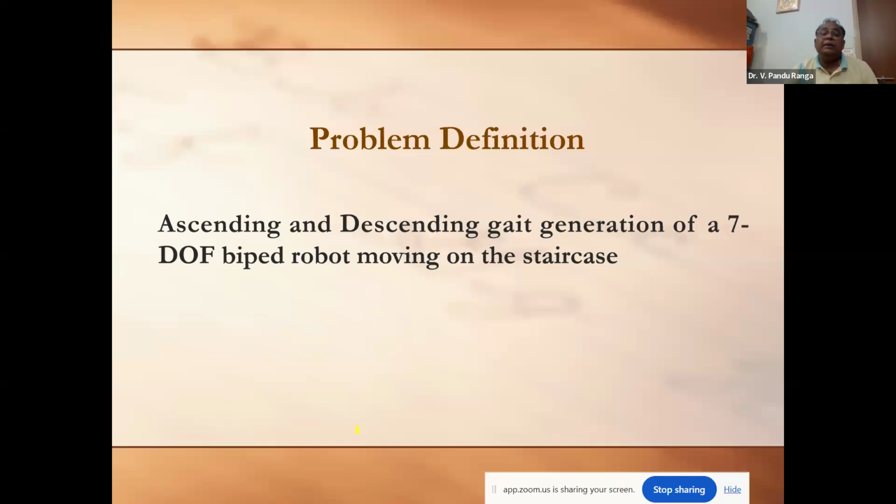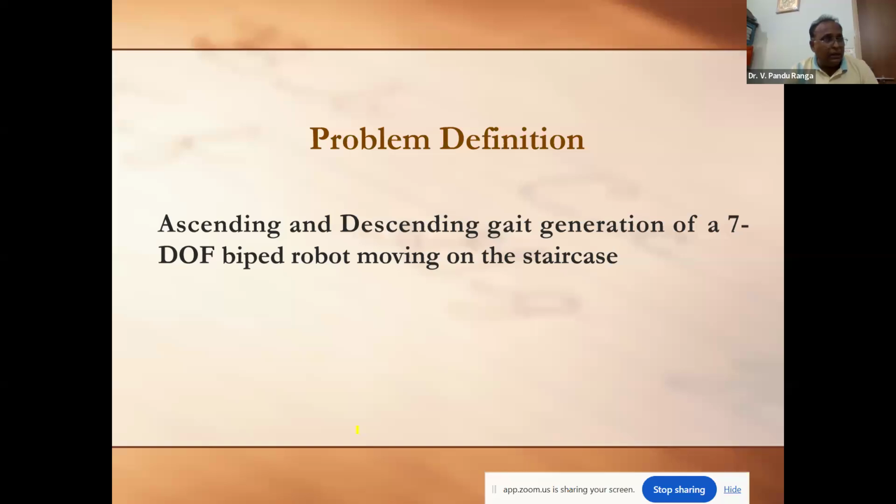Now I am going to describe a problem related to the ascending and descending gait generation of a 7 degrees of freedom biped robot moving on a staircase. A 7 degrees of freedom biped robot is the minimum possible configuration with which we are able to construct a biped robot. Beyond that, we can increase the degrees of freedom by providing hands and more degrees of freedom to the legs.